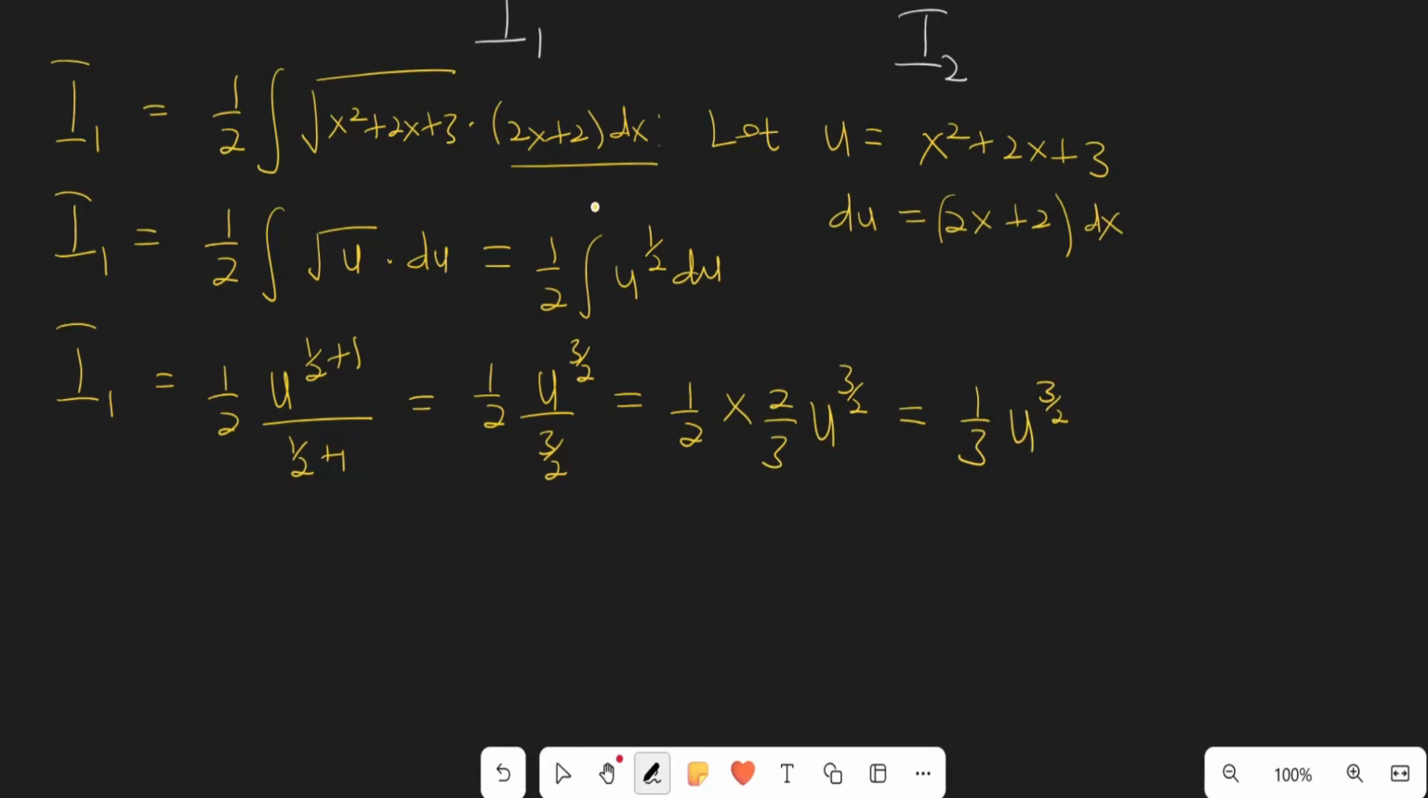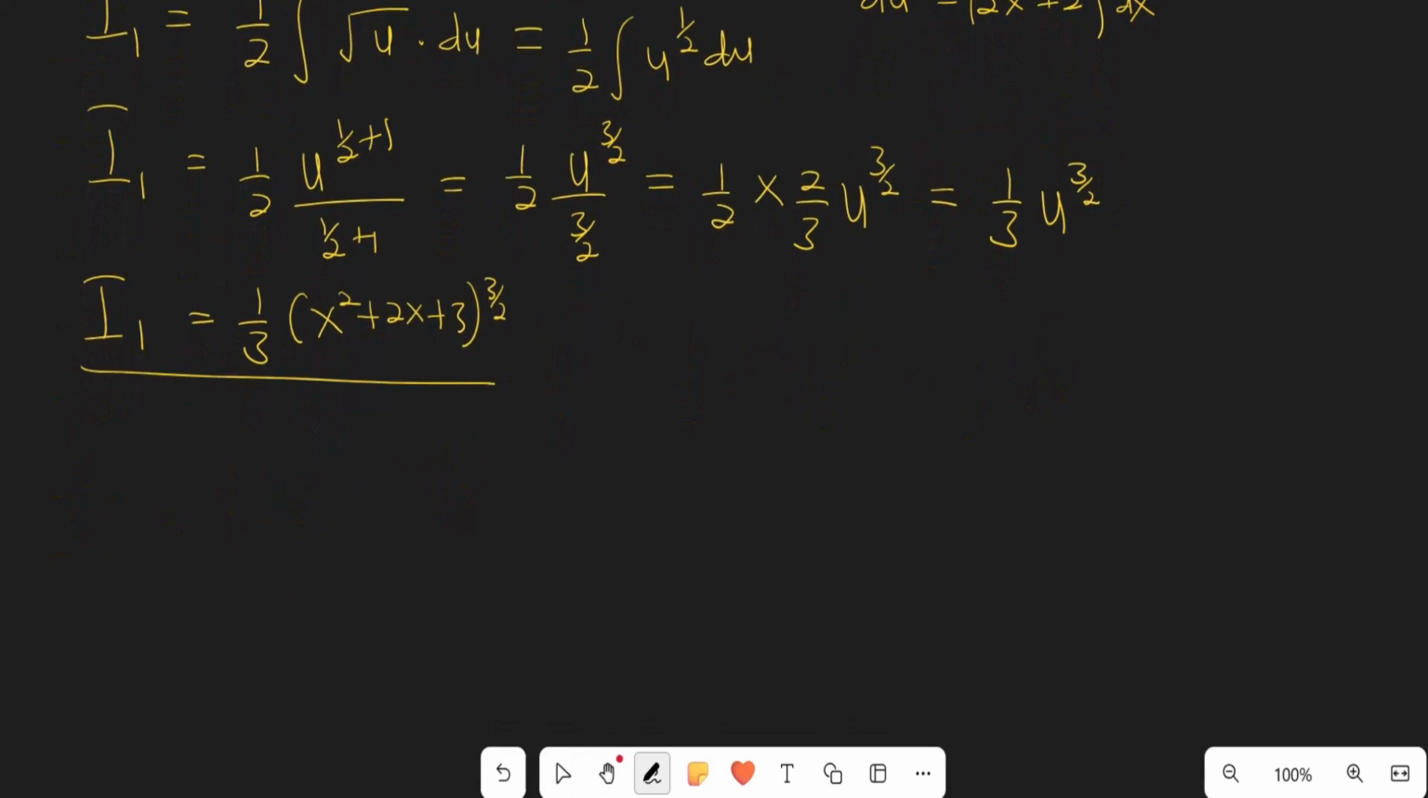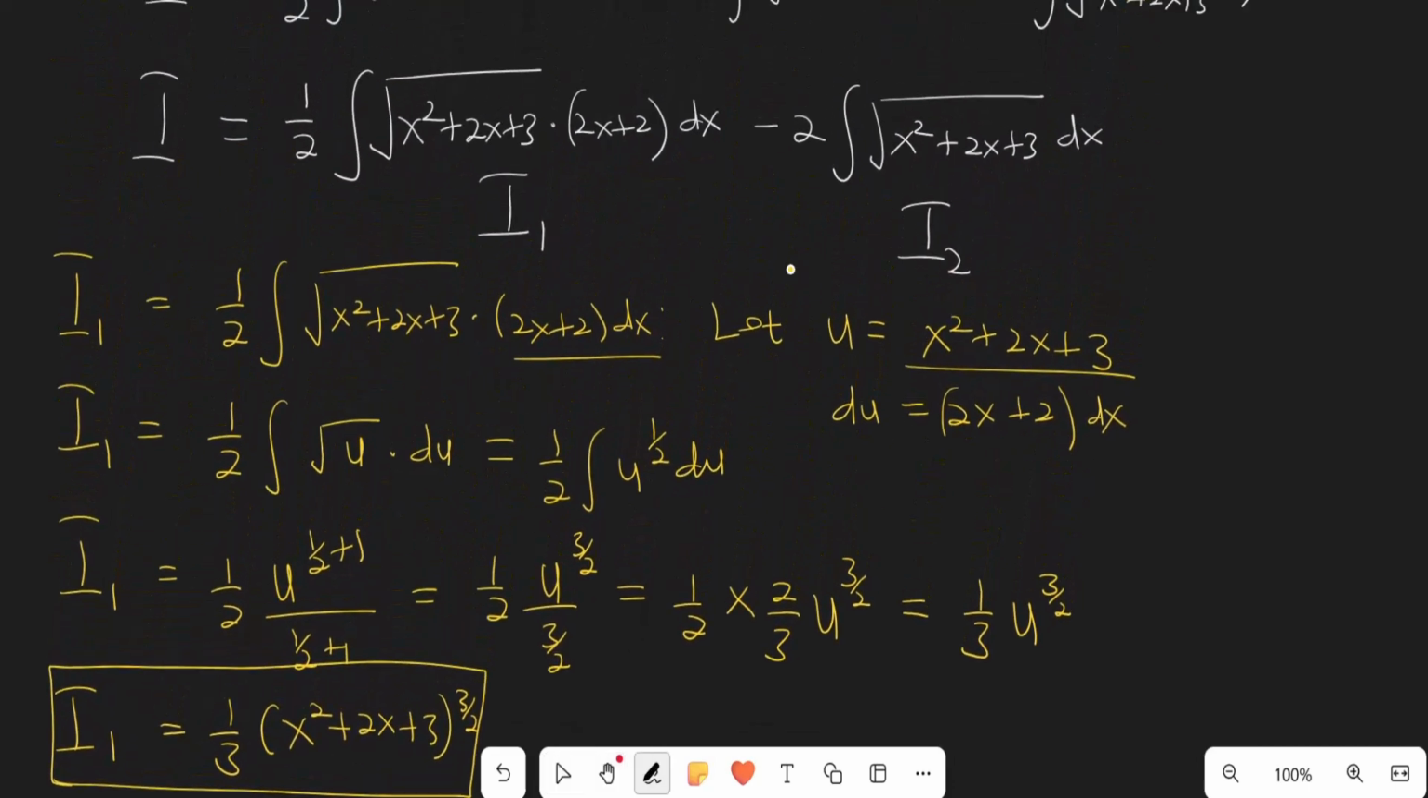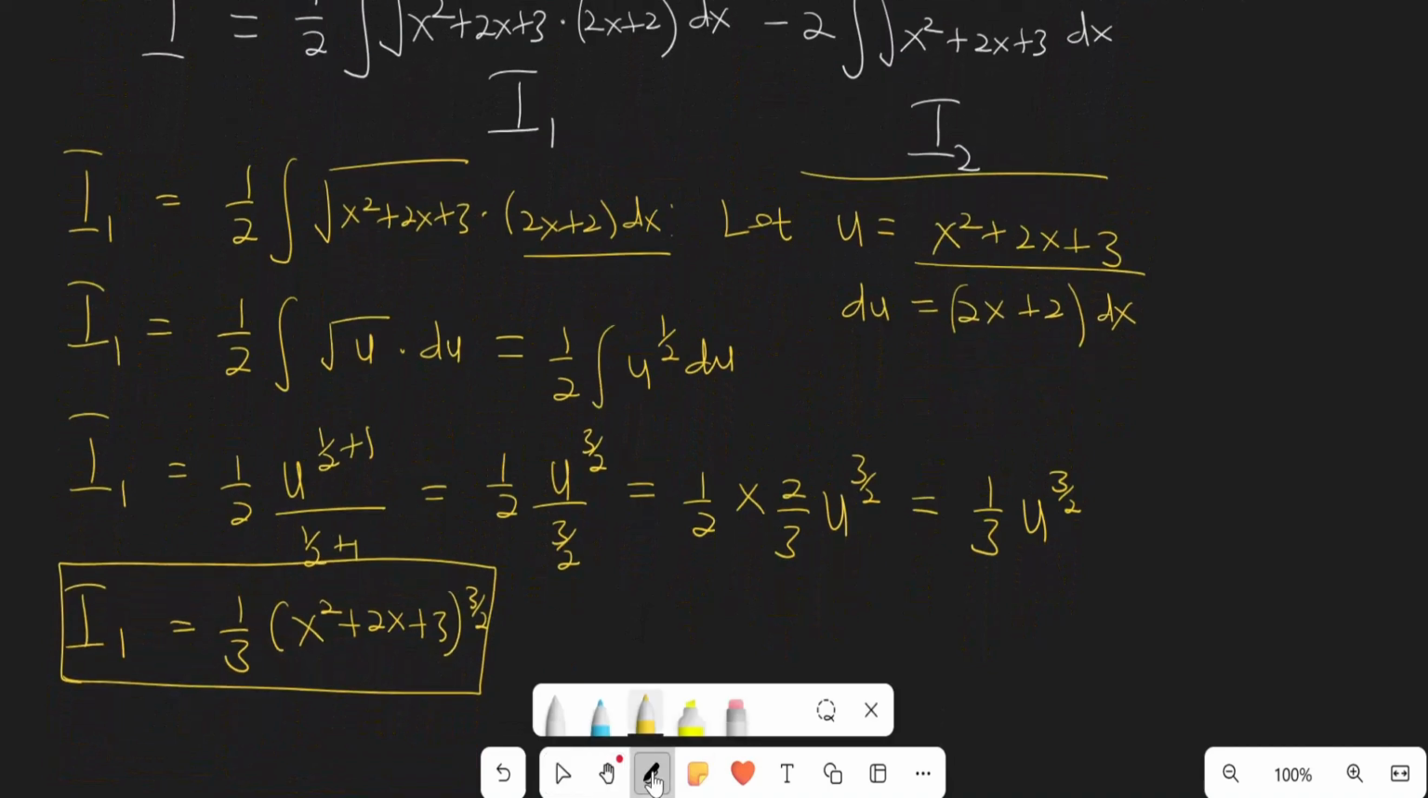And that is 1/3 u raised to the power 3 over 2. But what is u? u is x squared plus 2x plus 3. So that implies that I1 is equal to 1/3 x squared plus 2x plus 3 raised to the power 3 over 2. This is the answer to the first integral, I1. Now let's tackle I2 in a different color to make things colorful.